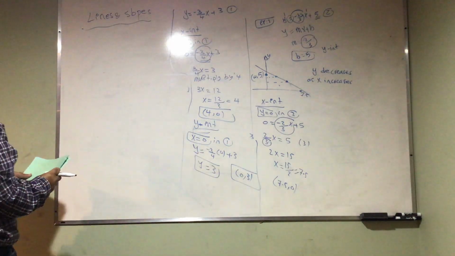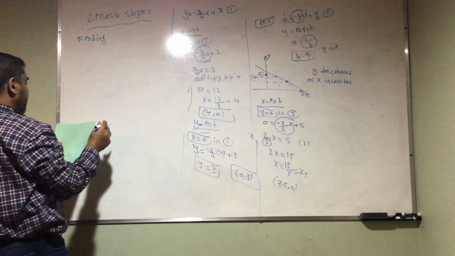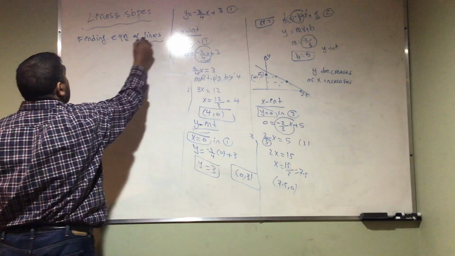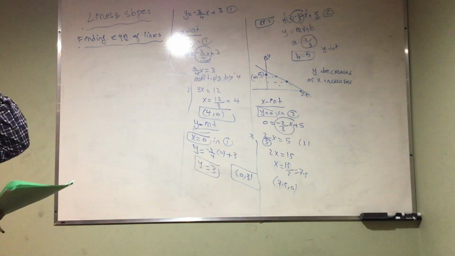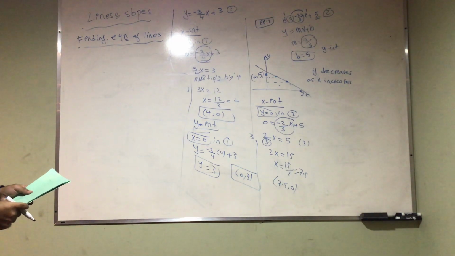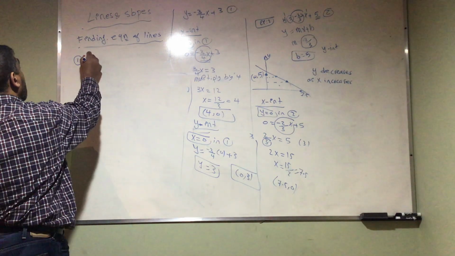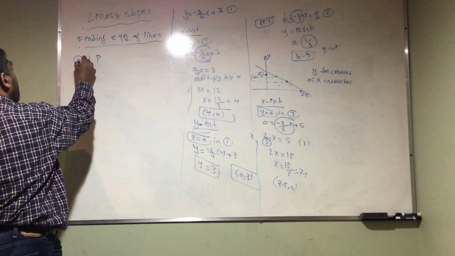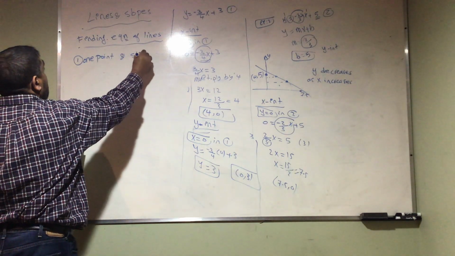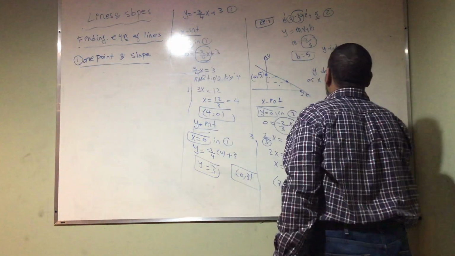All right, so now guys, another title here: finding the equation of a line. How to get the equation of a line here, guys. I have a few cases here. Case number one, you could have one point, just maybe right here, and the slope: 1 point and slope. All right, guys.